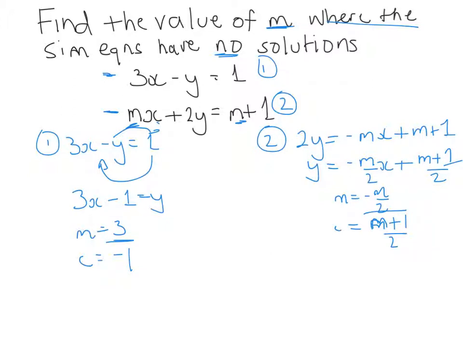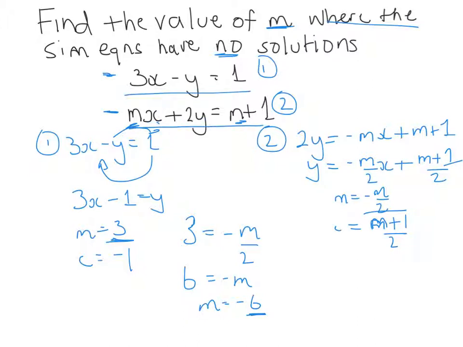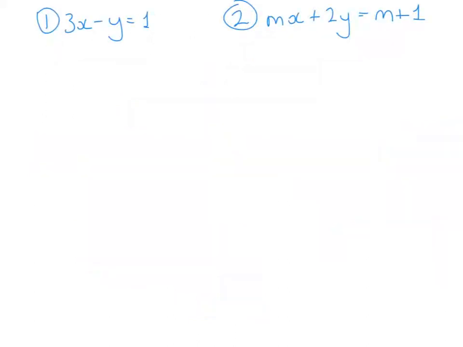So if we said this gradient, 3, is equal to minus m over 2, and we took the 2 up to the other side, we get 6 is equal to minus m, and m would be equal to minus 6. Now if m was equal to minus 6, this line would be parallel to this line. That would mean we could potentially have a system where there are no solutions. Now what we can do is just check that. Alright, let's check and see whether we were on the right track.